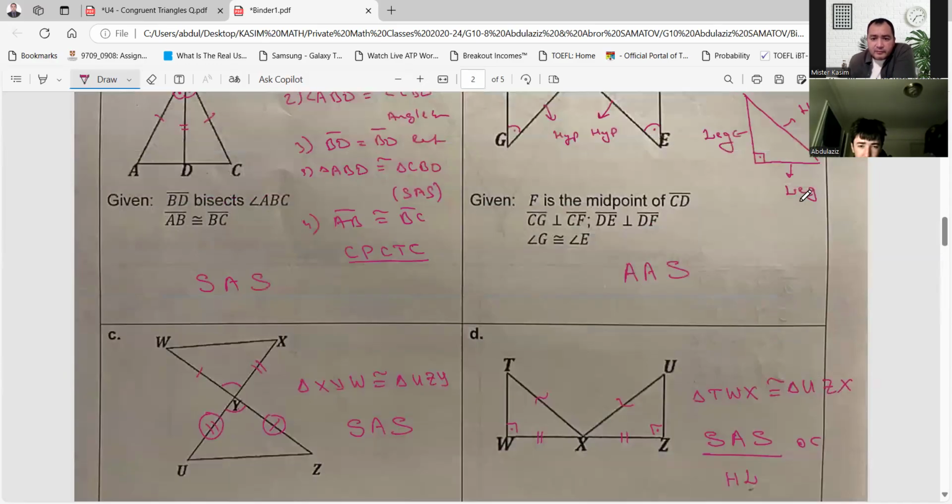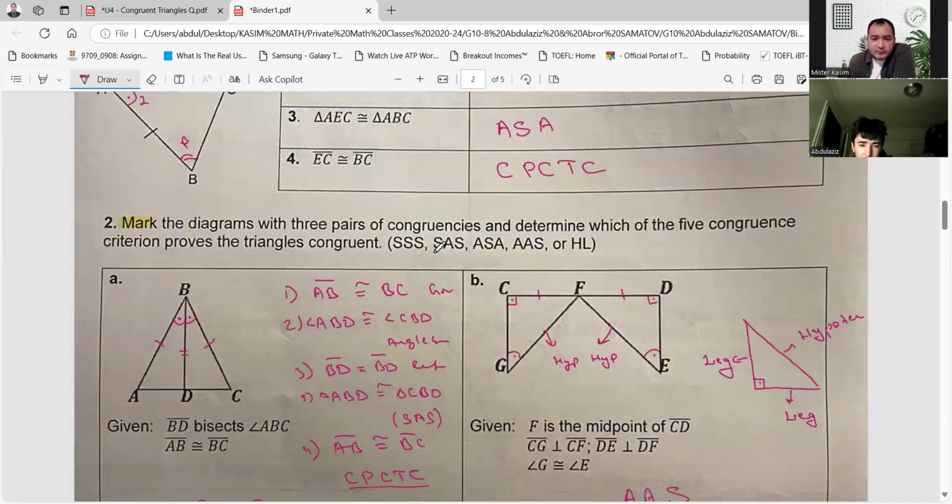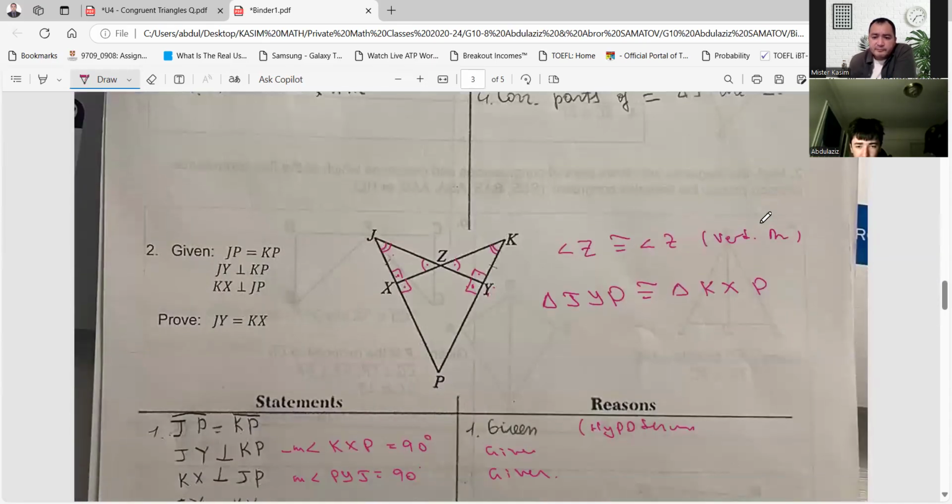Here we have angle, side, angle. I can write here angle, side, angle, right? Angle and hypotenuse: angle X, angle K, and KP. You see, KP is given. So angle, side, angle. That means that all corresponding sides of these two triangles are congruent.